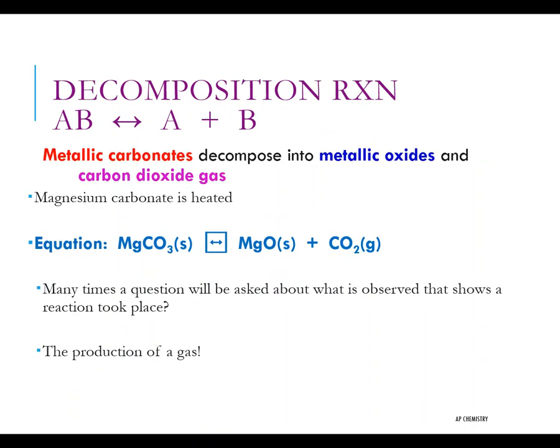Metallic carbonates decompose into metallic oxides and carbon dioxide gas. This is a normal pattern. So we get the carbonates, something with carbonate over here is going to give you carbon dioxide. This is decomp because you're starting with the one reactant and it's breaking down into two or more products. So that's the generalized trend of decomp.